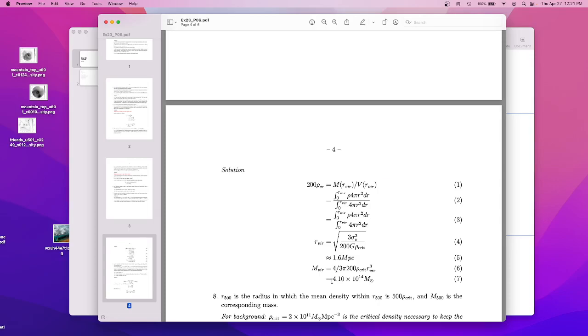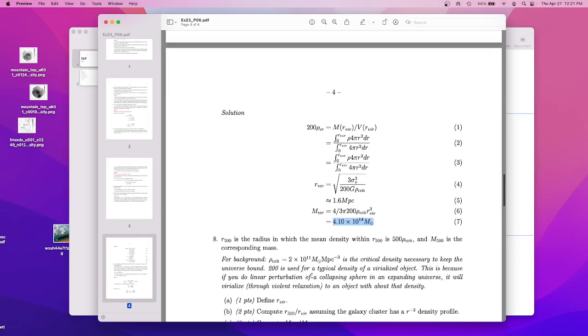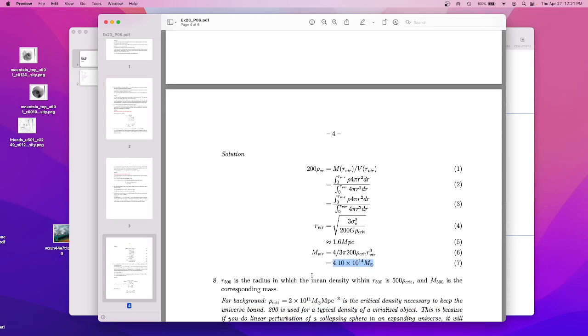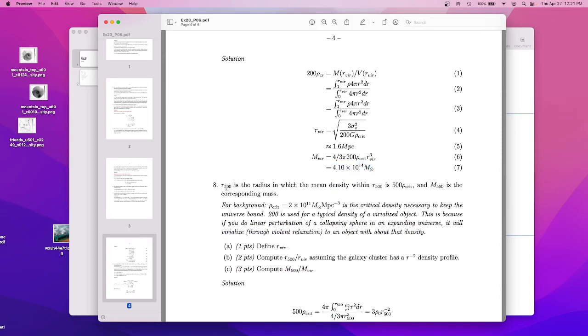So you should get a mass on the order of 10 to the 14 solar masses. It's a big object. Okay. Anybody have any questions about this one? Largely makes sense. Okay, R500.